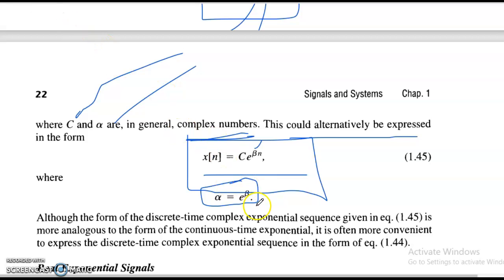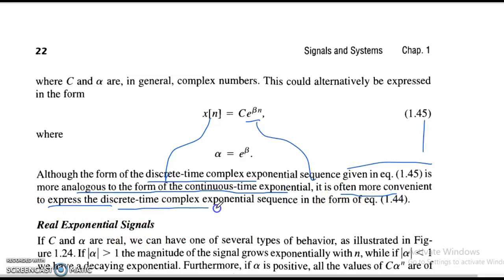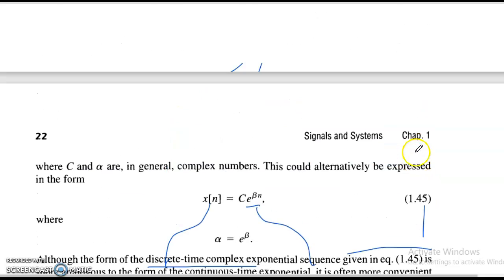Okay, e to the power beta. The discrete-time complex exponential sequence given in equation 1.4 is more analogous to the form of the continuous-time exponential. It is often more convenient to express the discrete-time complex exponential in the form of equation 1.44.